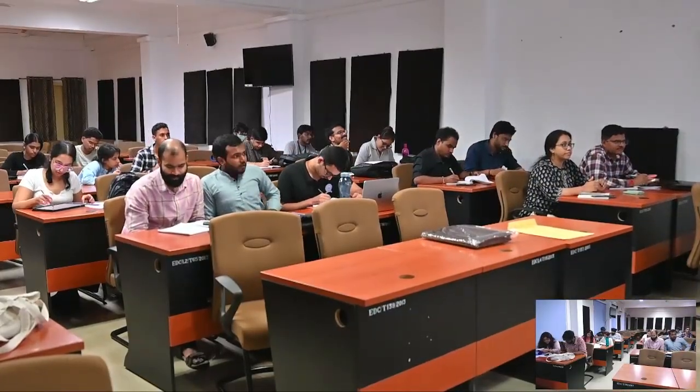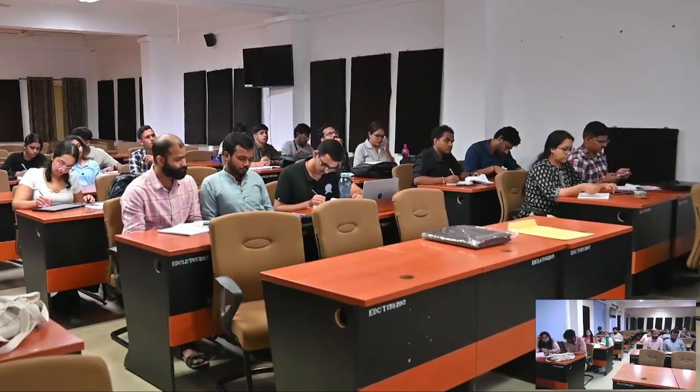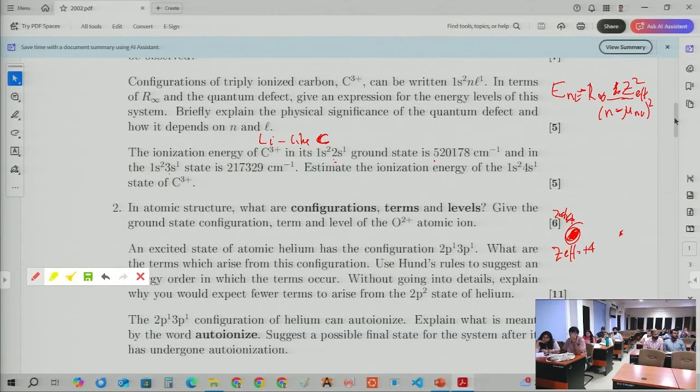Sorry, can I comment? A couple of people are trying to get one answer when you should be getting two answers. For the level with n equals 2 and this number, you can get a quantum defect. For the level with n equals 3 and this ionization potential, you can also get a quantum defect. Some people have managed to combine the two equations and are trying to get one number. That's not the point. The point is that you should get two different quantum defects.